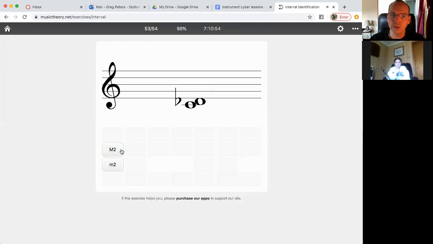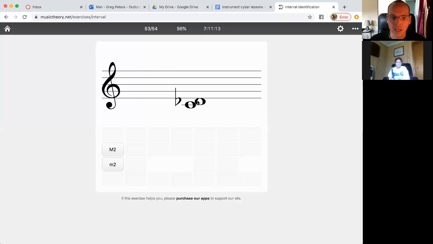Again, consider the notes without the flat sign. A C to a D is a whole step. It is a whole step. A C to a D is a whole step.